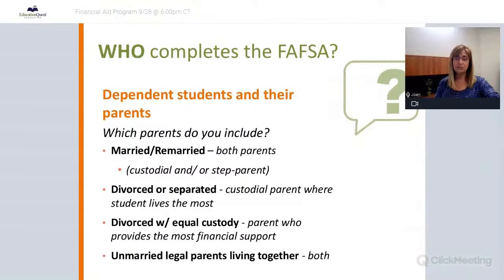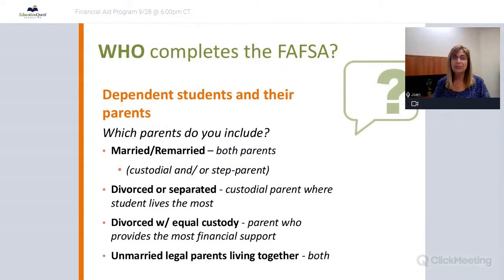The third bullet, divorced, but my parents have equal custody. I go equally back and forth. Then you're going to take a look at the parent that provides the most financial support. And again, I might hear a family say, well, it's equal. We split expenses. Well, not to be sarcastic, but I always say that, okay, we have 365 days out of the year. Pick that extra day. Where has a student lived that one extra day? That's whose information you're going to use on the FAFSA form.